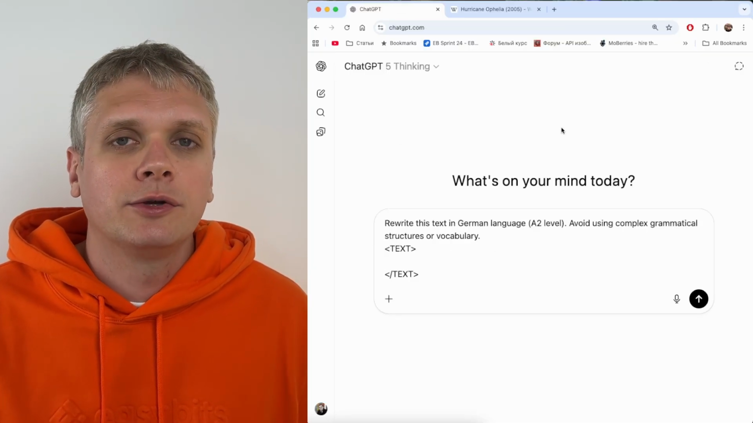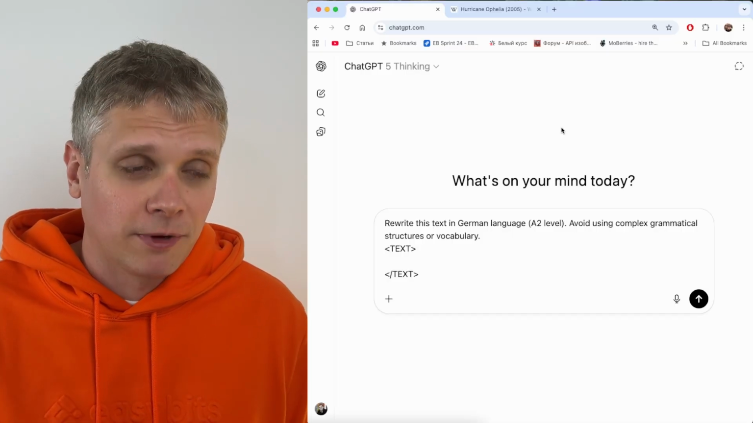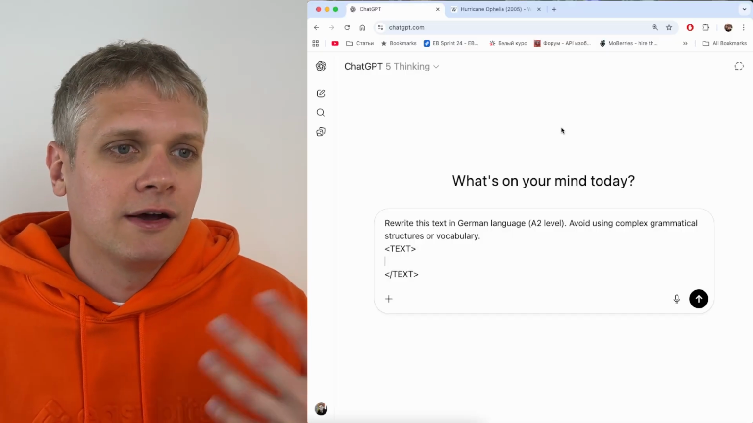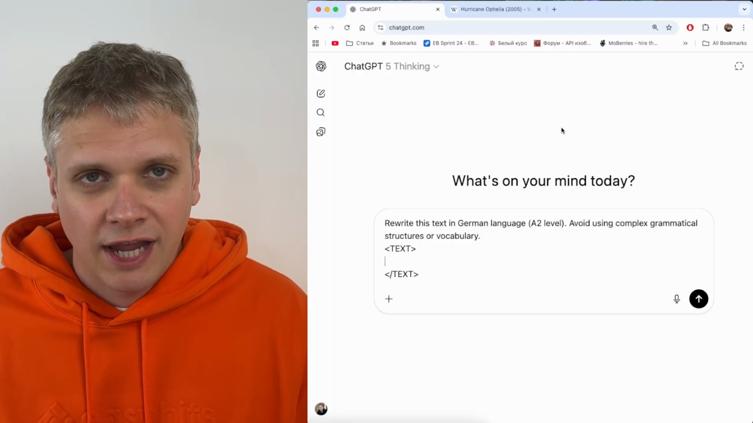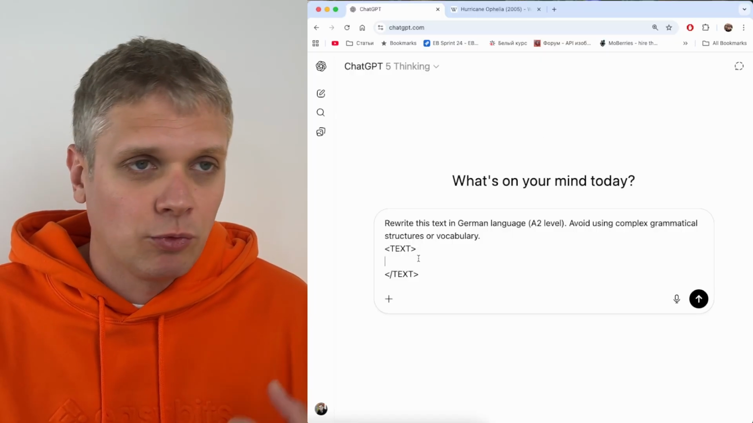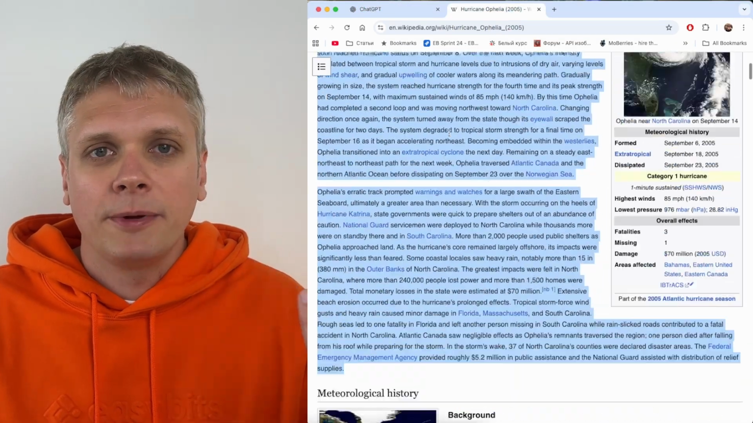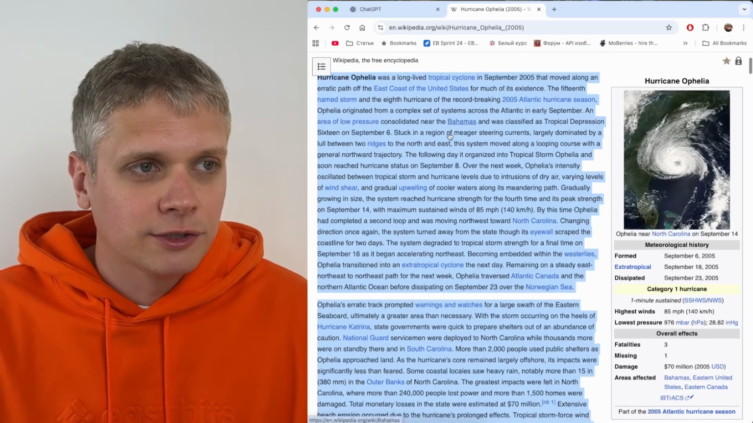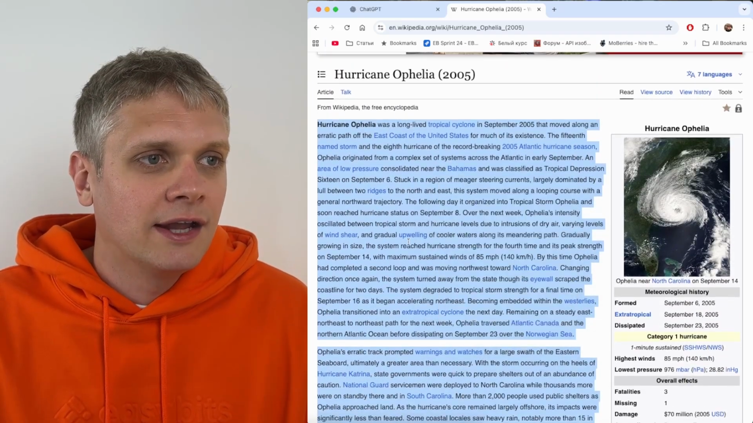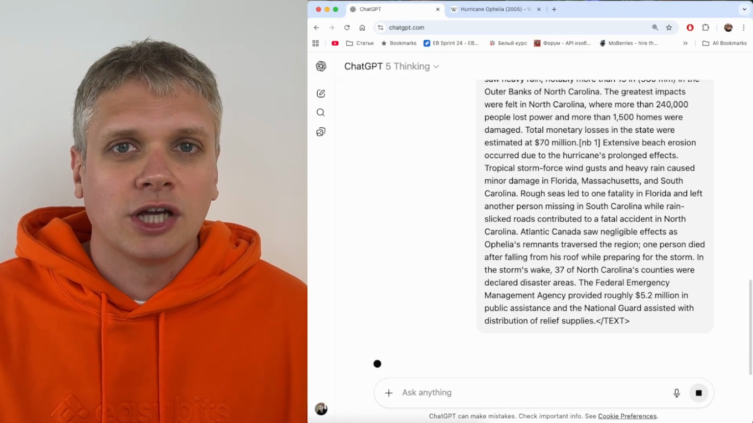And the other thing you can ask ChatGPT to do for you is rewriting text to make it more comprehensible. So I just write: rewrite this text in German, avoid using complex grammatical structures or vocabulary, and then I will just paste some text that I want to read here between these two text tags, and I can copy it directly from Wikipedia or something. So I wanted to read this text about Hurricane Ophelia, and I just copy this text, paste it here, and send it to ChatGPT.